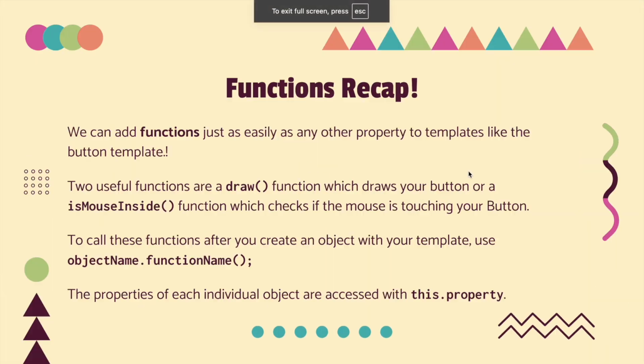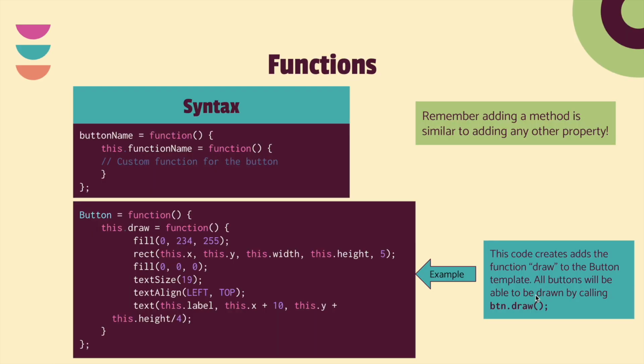Now we're going to go over functions with buttons. We can add functions just as easily as any other property to templates like the button template. Two useful functions are a draw function, which will actually draw your button, and an isMouseInside function, which checks if the mouse is touching your button. To call these functions after you create an object, use object name dot function name and make sure you're adding the parentheses. The properties of each individual object are accessed with this dot property.